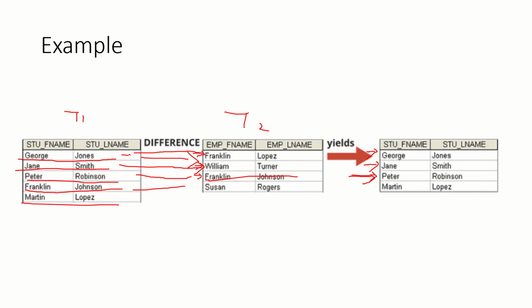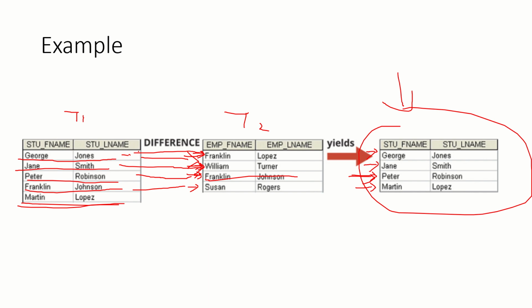Then we check Martin Lopez. So Martin Lopez is right here, no, right here, no, right here, no, right here, no. That means this is unique. Then we put them into the table and create a unique table from these two.